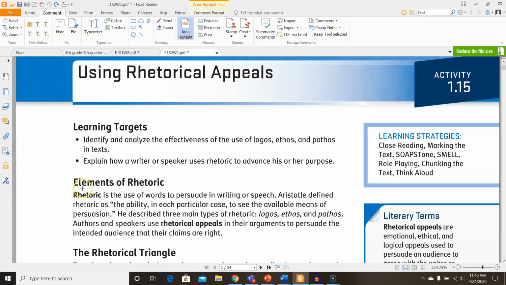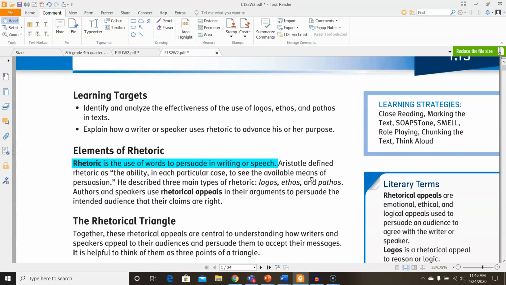Rhetoric is the use of words to persuade in writing or speech. Aristotle defined rhetoric as the ability in each particular case to see the available means of persuasion. He described three main types of rhetoric, and I really want you to pay attention to these: logos, ethos, and pathos. Authors and speakers use rhetorical appeals in their arguments to persuade the intended audience that their claims are right. So regardless of whether the text is going to use rhetorical appeals or if it's just going to use rhetoric, it's referring to the same techniques, those techniques of logos, ethos, and pathos.